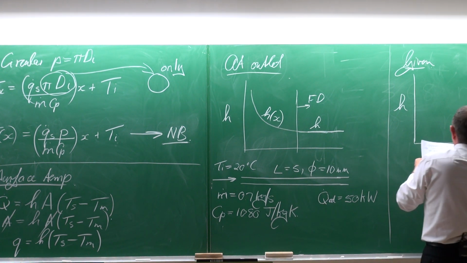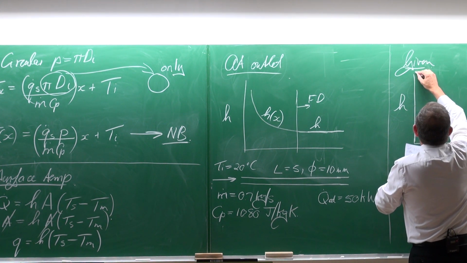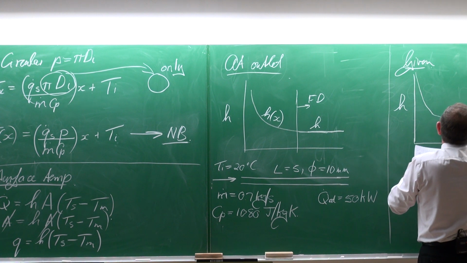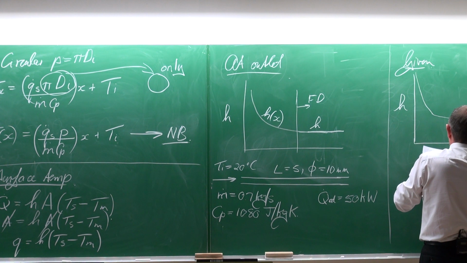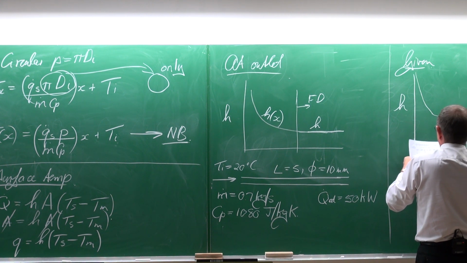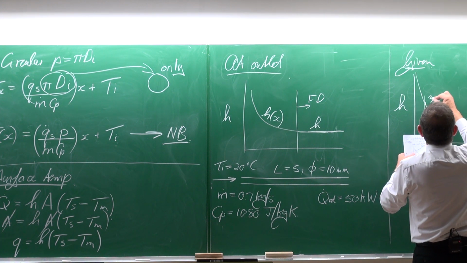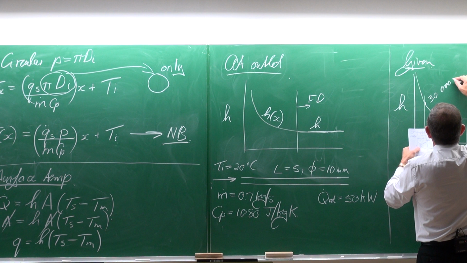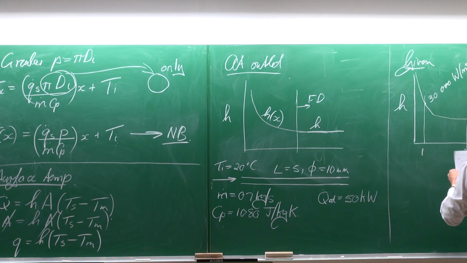So there it is 5. And then it is going to be given at 2.5 meters, and at 1 meter, that value is going to be given as 30,000 watts per square meter degrees Celsius. And after that, when it is fully developed, the heat transfer coefficient is going to be 10,000.